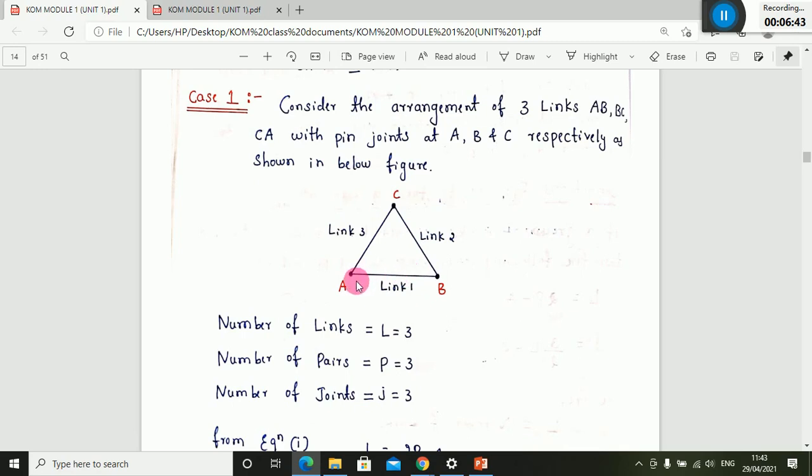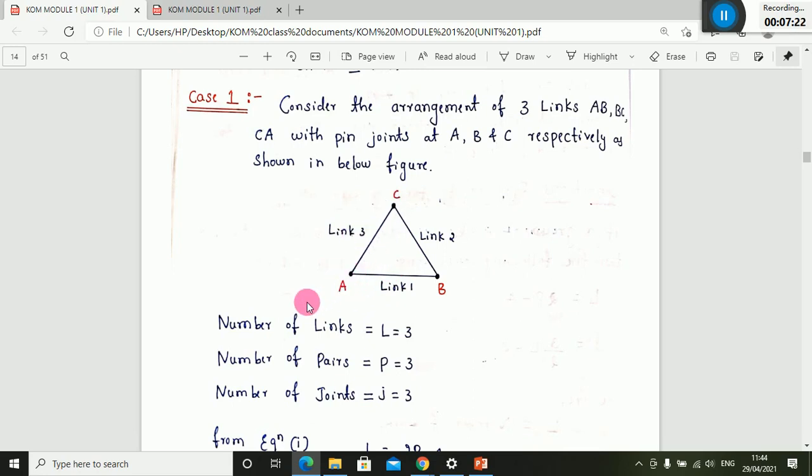So this link AB I can call link 1, AC is link 3, CB is link 2. There are three kinematic links. Link 1 and link 2 are connected at a certain point. I can call this a joint. It is joined with the help of a nut and bolt, so I can call this a pin joint. The joint between two links is known as a pin joint. Between link 2 and link 3 at point C there is a joint, and between link 1 and link 3 there is one more joint.